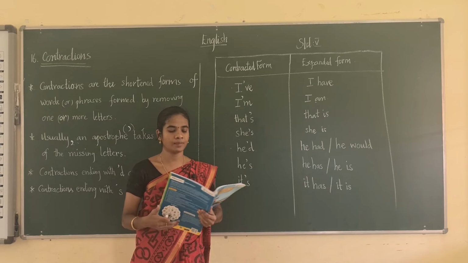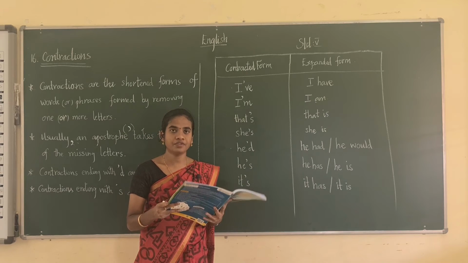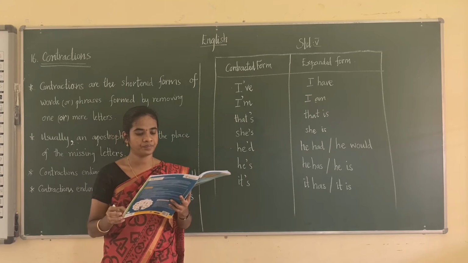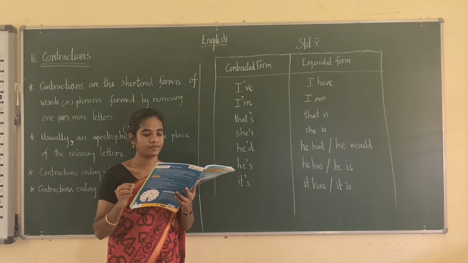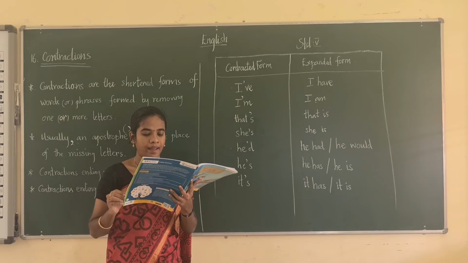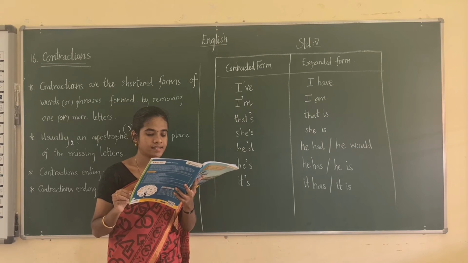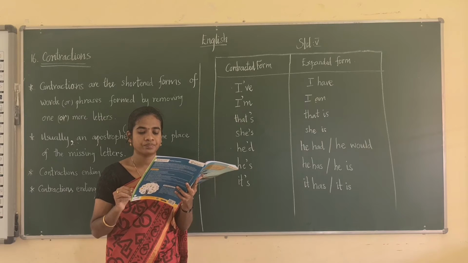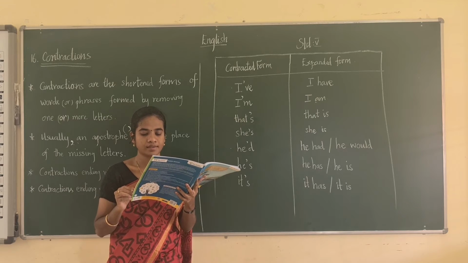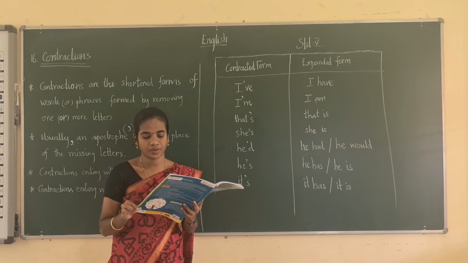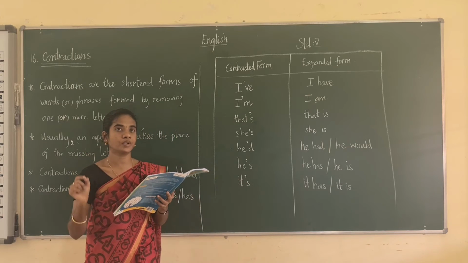Now students, take your book. In that also a few examples are given for you. Take page number 99 in your English grammar book. See the examples given: I've, I have; I'm, I am; that's, that is; she's, she is; don't, do not; what's, what is; can't, cannot; let's, let us. Here for the missing letter they have put the apostrophe.